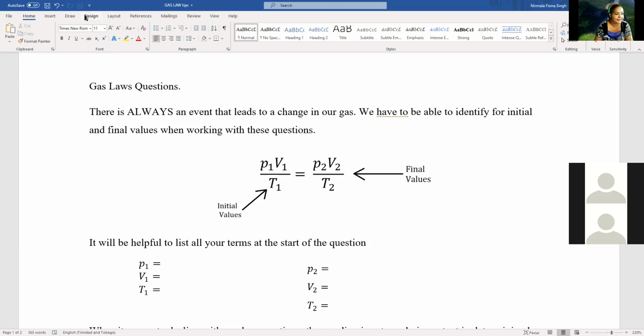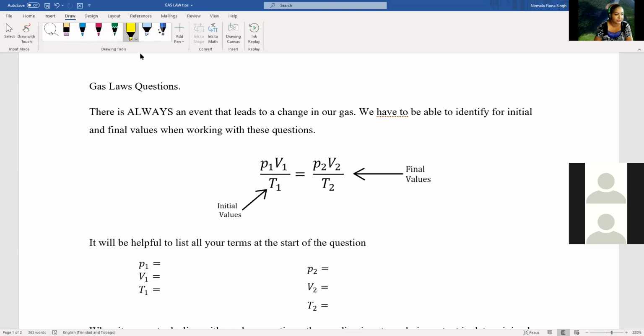We just have to take into consideration a few rules when we're doing gas law questions. So let's read. There is always an event that leads to a change in our gas. Remember, I just went through that. We can either heat our gas, cool it down, we can pressurize our gas, increase or decrease the pressure, or we can change the volume of our gas. We can expand it or compress it. So there is always an event. You all have to learn to read your question and determine where the event lies.